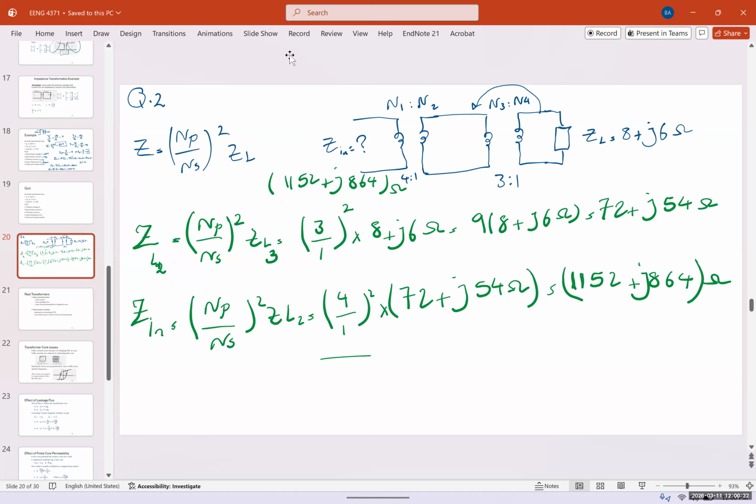And let me write down the model as well that we had for the second one. So when we converted it to the first transformer, this was now 72 plus J54 ohms. And this was 4-to-1.